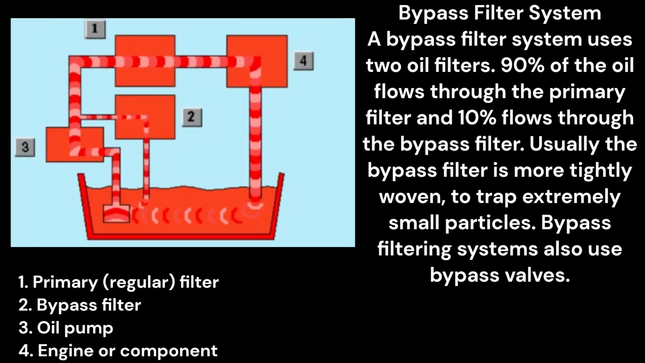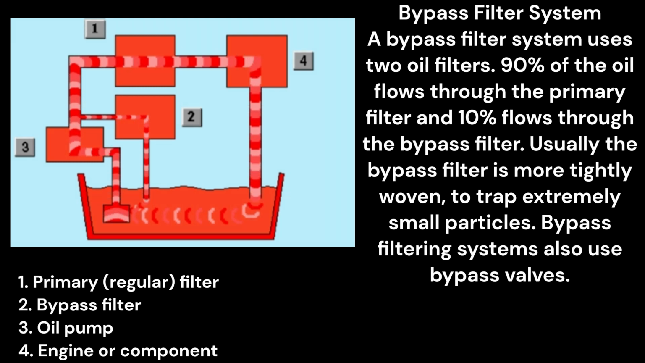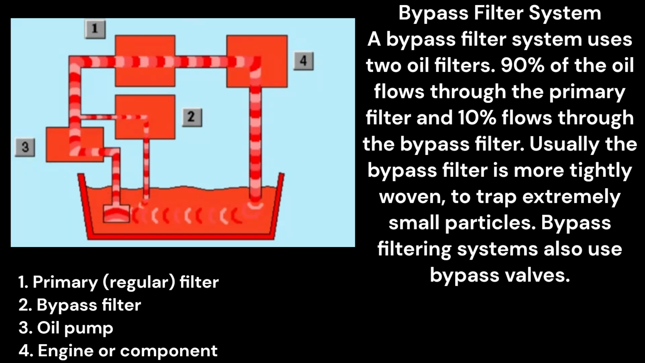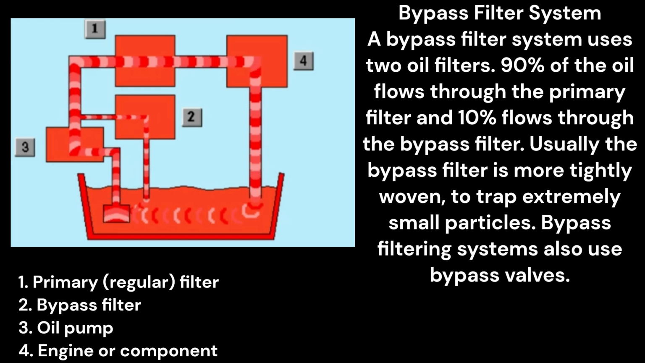Bypass filter system. A bypass filter system uses 2 oil filters. 90% of the oil flows through the primary filter and 10% flows through the bypass filter. Usually the bypass filter is more tightly woven to trap extremely small particles. Bypass filtering systems also use bypass valves. 1. Primary, regular filter. 2. Bypass filter. 3. Oil pump. And 4. Engine or component.